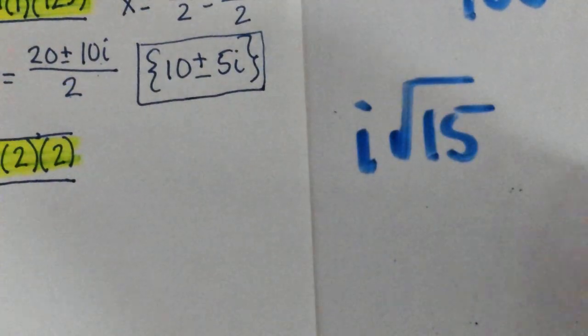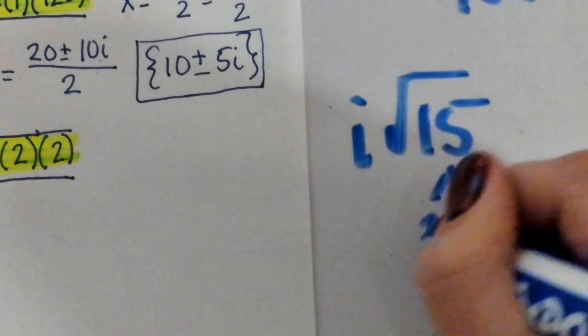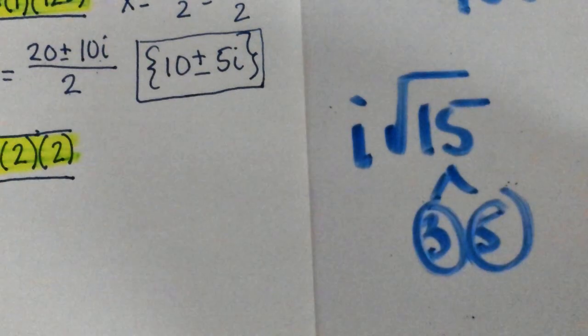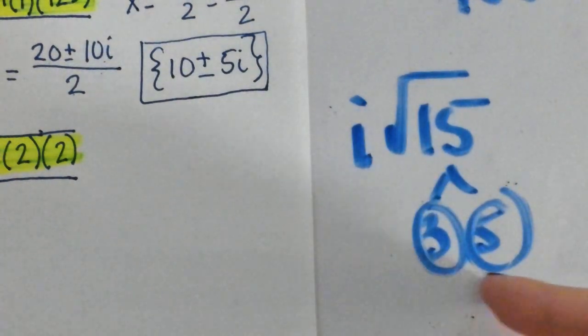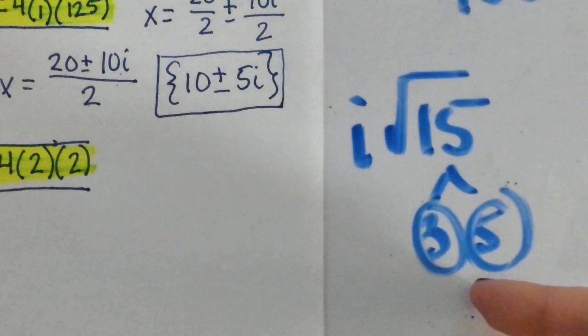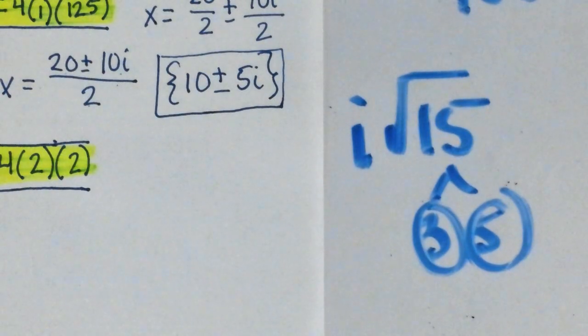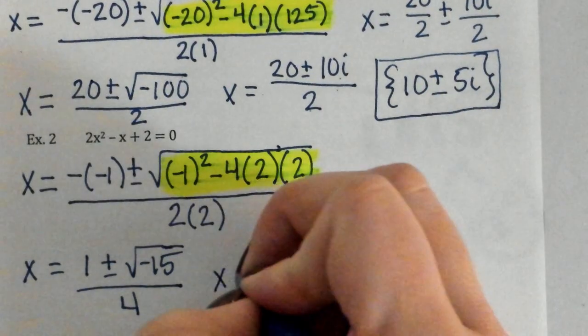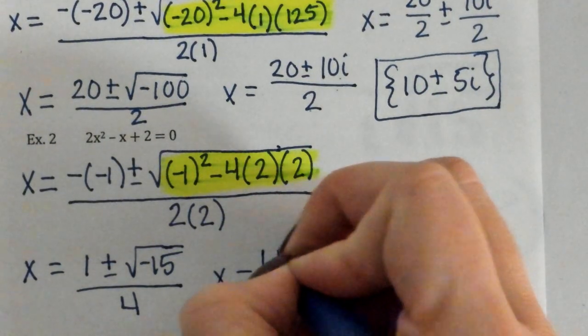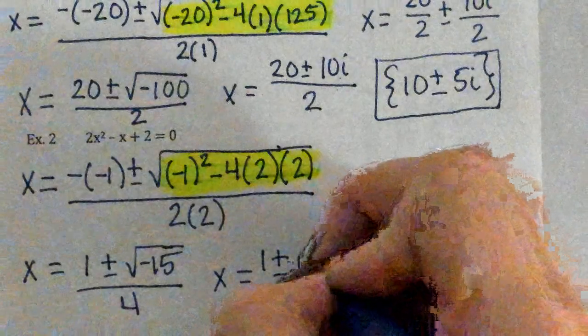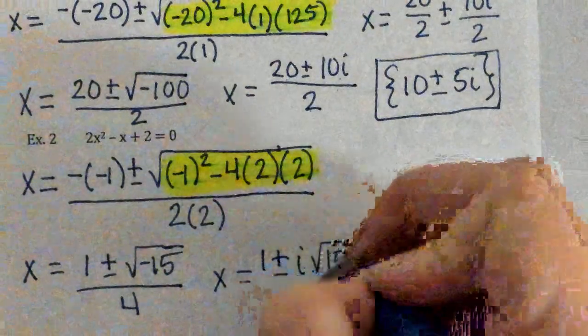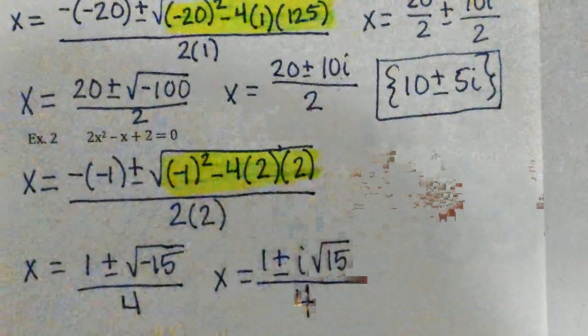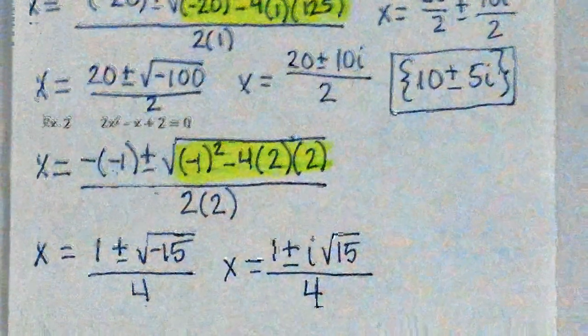If I try to break up 15, we get 3 and 5, but there's no pair, right? So we can't simplify it. It's just going to be i root 15. So x is going to equal 1 plus or minus i times square root of 15 over 4. Can I leave my answer like that?